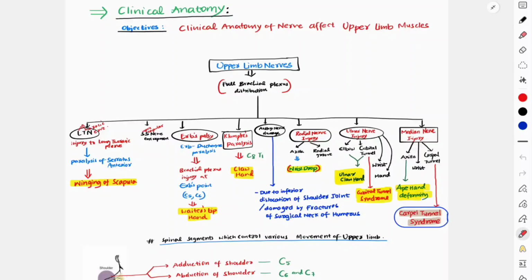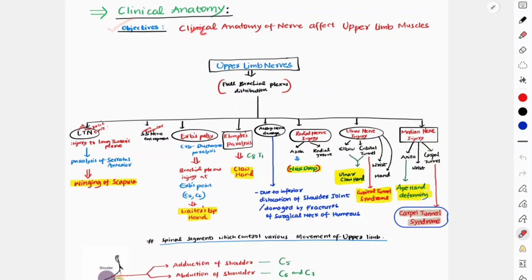Here comes the most important aspect of the brachial plexus, that is clinical anatomy. This is very much useful for your first year students in terms of clinical anatomy of the brachial plexus, and in the surgery also, in general surgery also, they might encounter some of these paralysis. And in general medicine also, it may be useful for them to examine the nerves. So, the clinical anatomy of nerves affecting upper limb muscles.